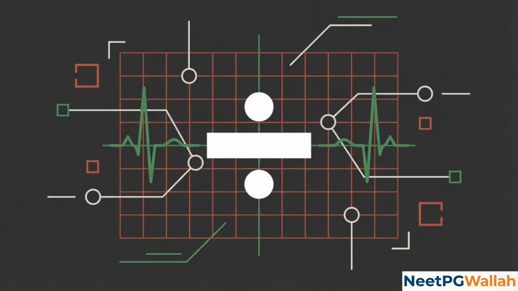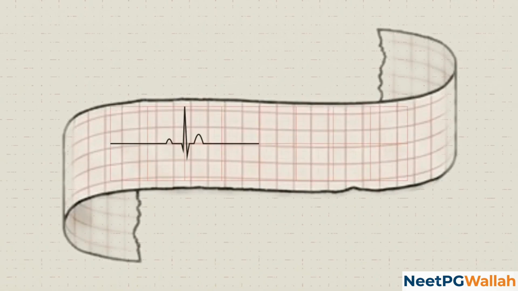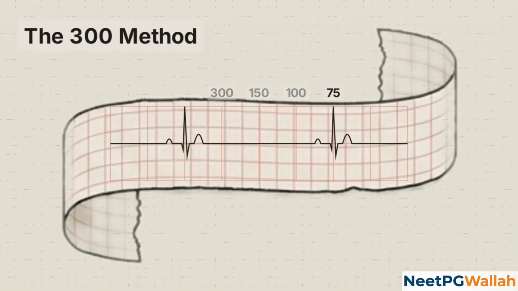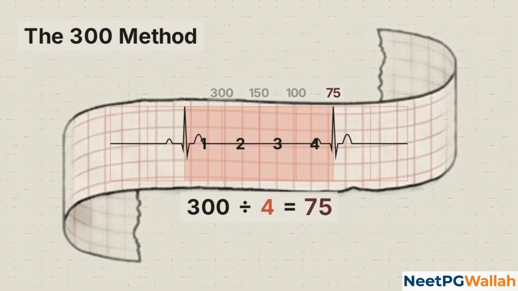On the regular path, perfectly even gaps allow for simple division to determine the heart rate. For a quick visual estimate, doctors use square counting. They count the heavy grid lines between two spikes and follow a memorized sequence: 300, 150, 100, 75. This trick is powered by the 300 method. You count the number of large boxes between two beats and divide 300 by that total. 4 boxes between spikes results in a rate of exactly 75 beats per minute.